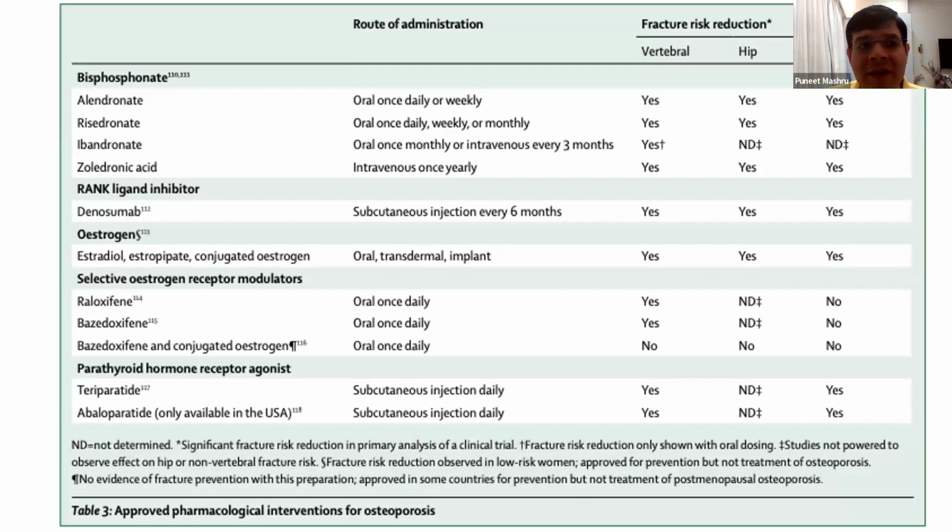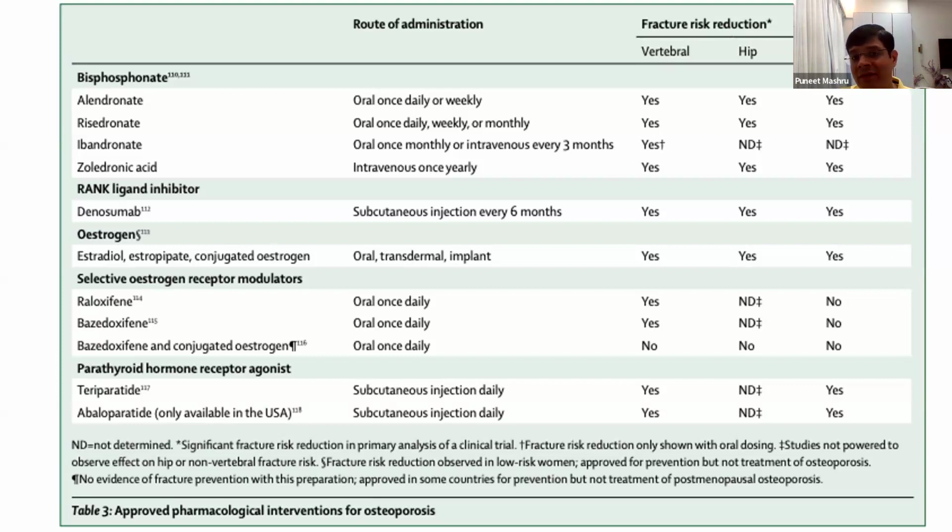Now, coming to the treatment options, we have bisphosphonates, we have RANK ligand inhibitors, we have hormone therapy, then we have SERMs, which are not really much used, and we have a parathyroid hormone receptor agonist, teriparatide, available in India. Every agent will work a little differently. Most of them are anti-resorptive agents, and the only anabolic agent available today in India is teriparatide.